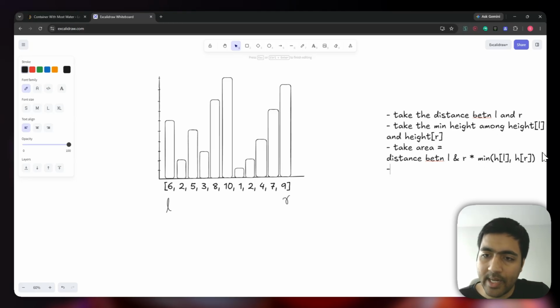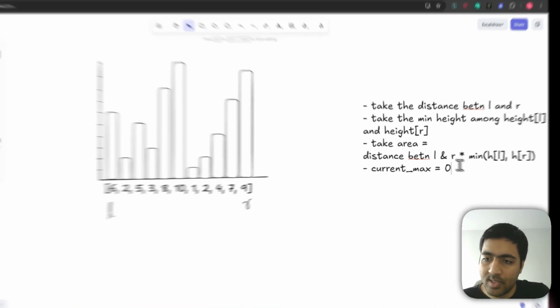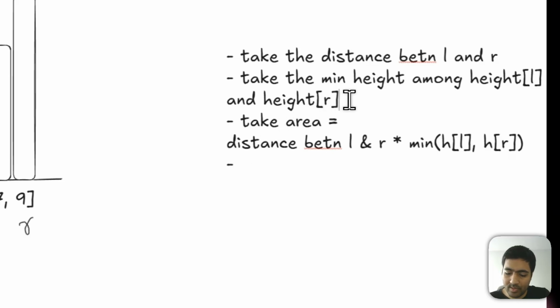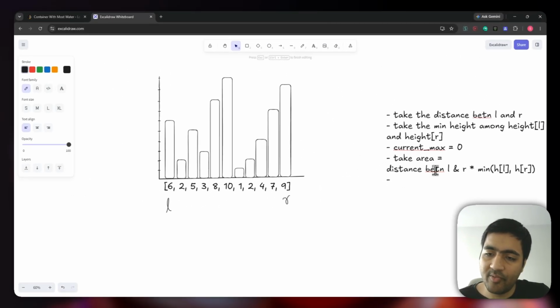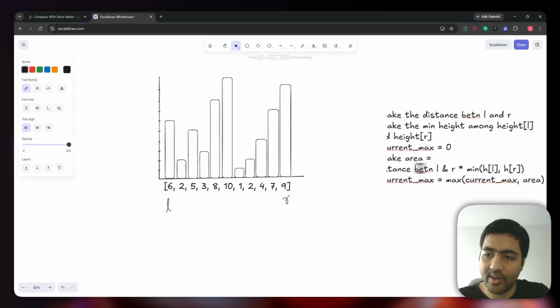Take a variable called current max area, let's call it current max, equal to 0. I'll define this above area. Initially the current max is set to 0. We will take the maximum of the calculated area and the current max area. Current max equals max of current max and the area which we got from calculating this.